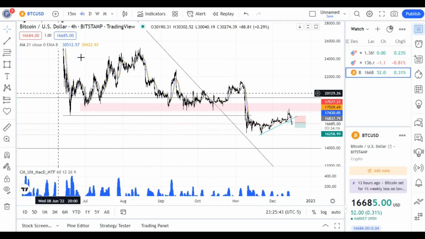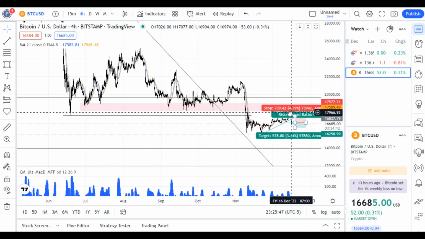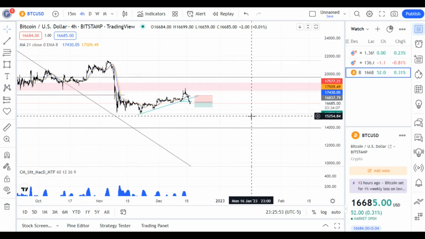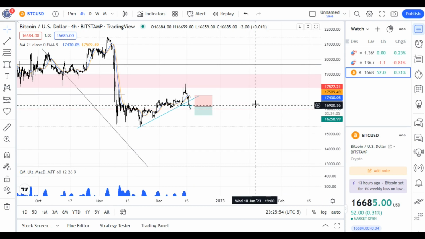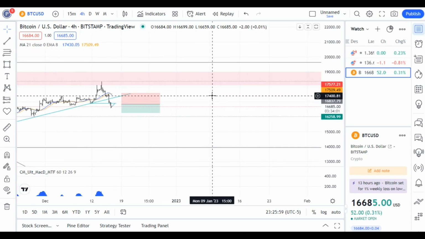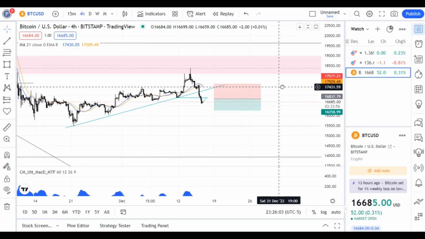So when it leaves this consolidation, you know what happens, you just come to tap in and go down. So we have a lot of confluences here, using our bigger time frames to indicate it, telling us that this market is a selling market, so we only look for selling opportunities.